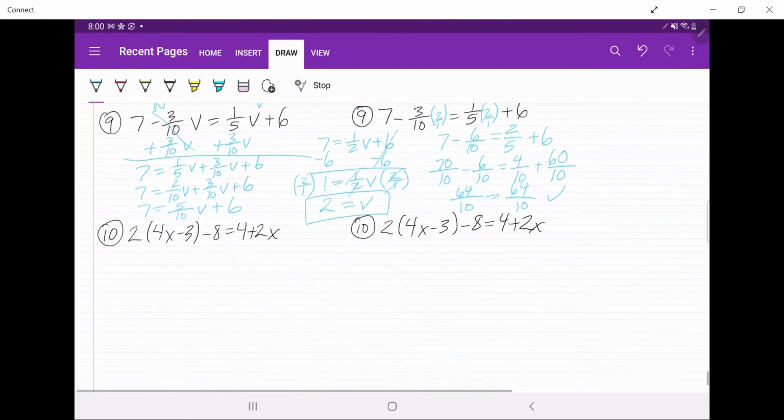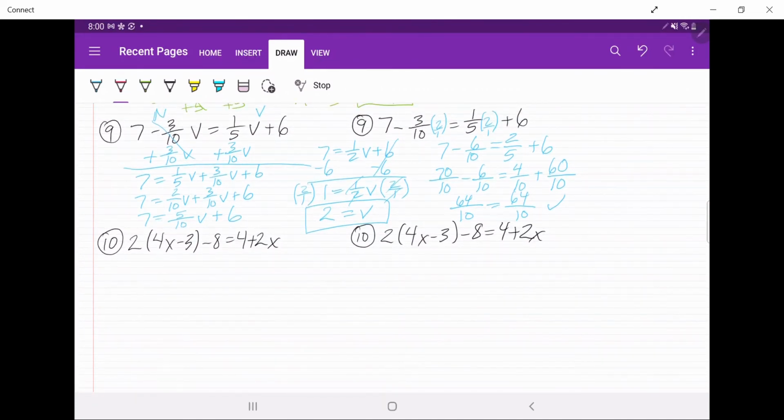Last but not least, we have a problem that involves both the distributive property and combining like terms. So let's distribute the 2. And we have 2 times 4x is 8x. 2 times negative 3 is negative 6. Bring down the negative 8. 4 plus 2x. Now we need to combine like terms with the negative 6 and the negative 8. So we have 8x minus 14 equals 4 plus 2x.